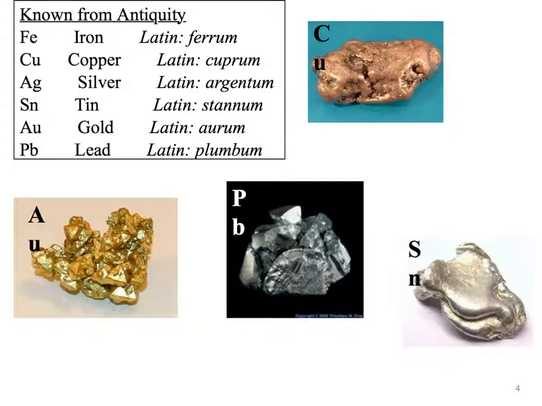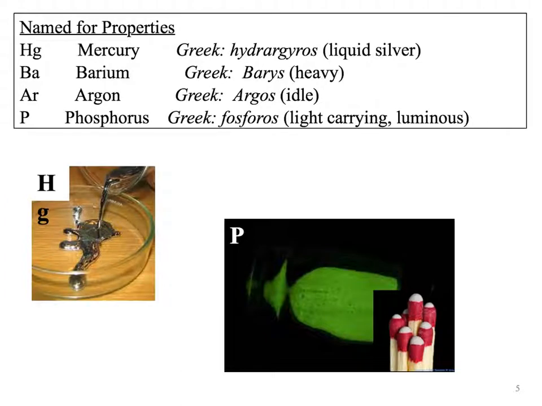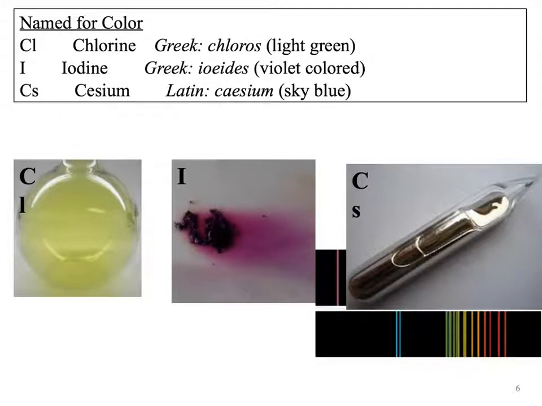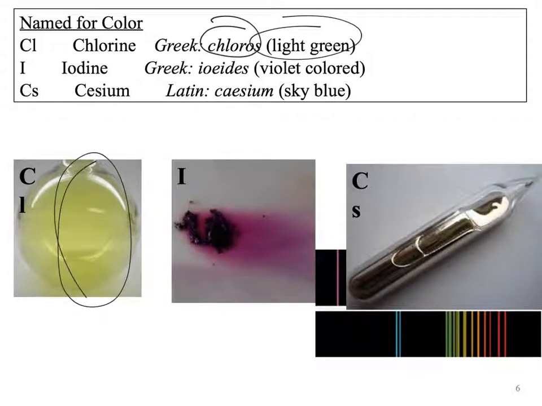Some of the element names come from Latin, like for example iron. The symbol is Fe, from ferrum in Latin. Some names come from their common properties. For example, mercury comes from Greek, which means liquid silver. Some have their names because of the color. For example, chlorine comes from Greek chloros, which means light green, and this is the color of chlorine.